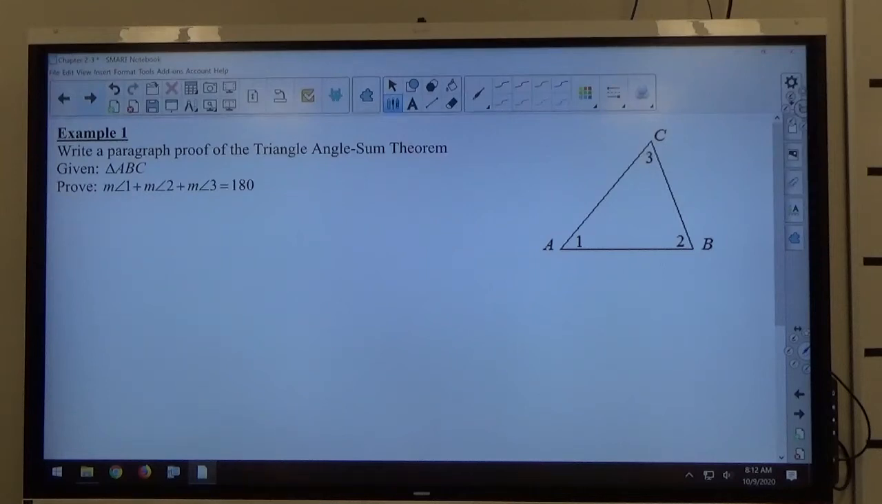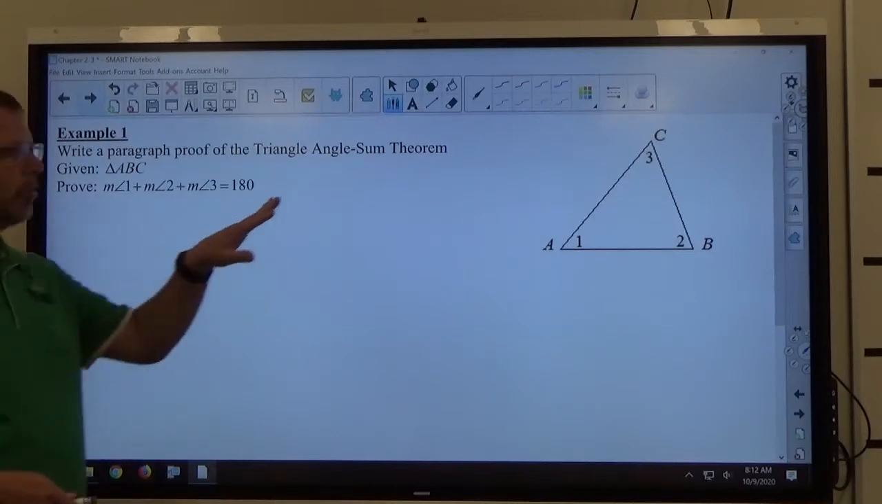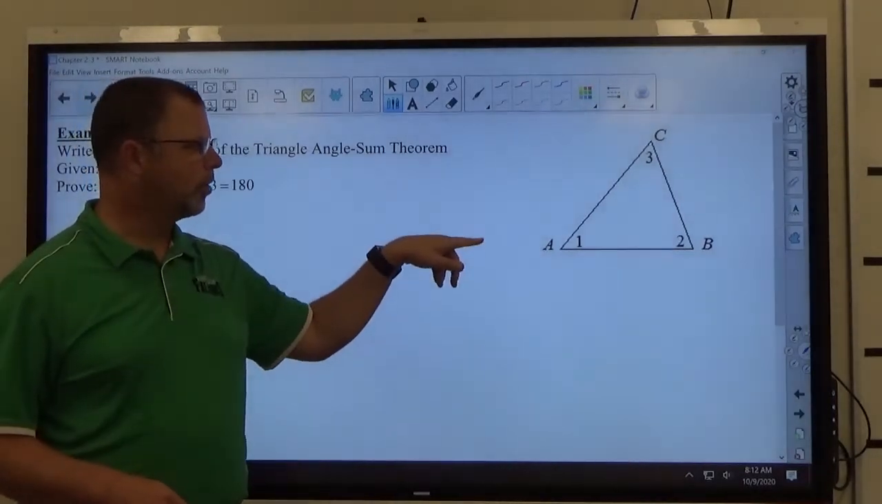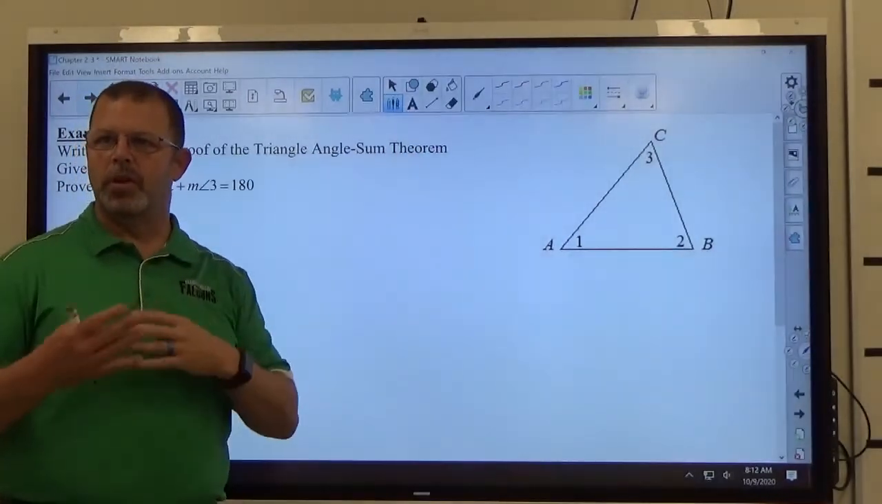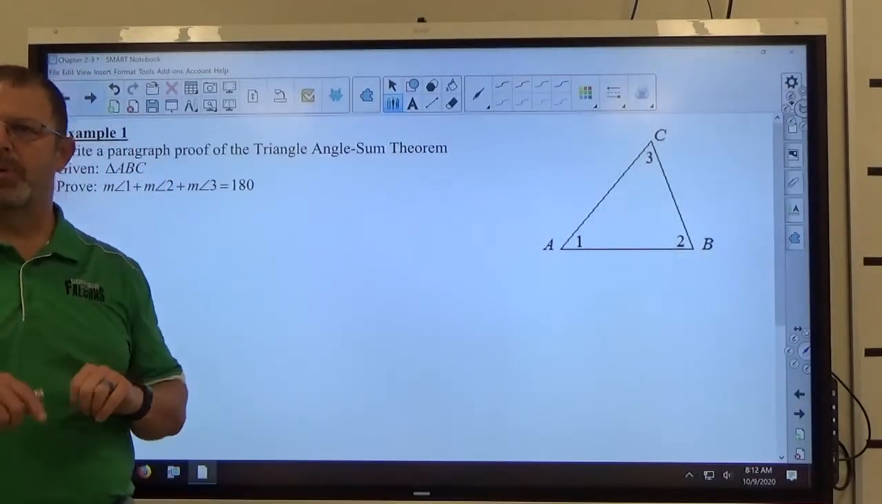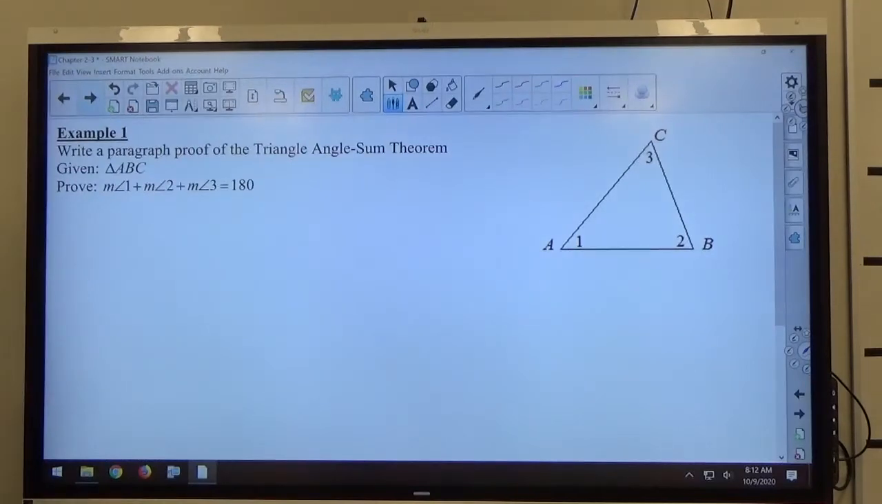So example 1, we're going to write a paragraph proof of the triangle angle sum theorem. We're given a triangle ABC. We need to prove that the angles in the triangle, 1, 2, and 3, add up to 180. As with all proofs, if we have a picture drawn and we're referring to angles as angle 1, 2, and 3, or angle ABC, if you draw the picture, you can be a little more abbreviated in what you write, save some writing. So always include a picture in your proof.